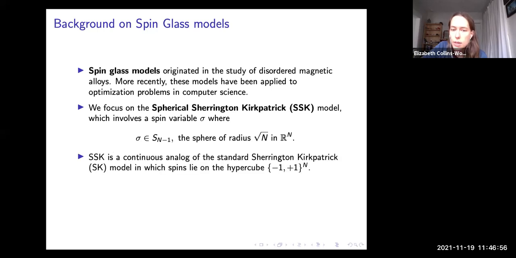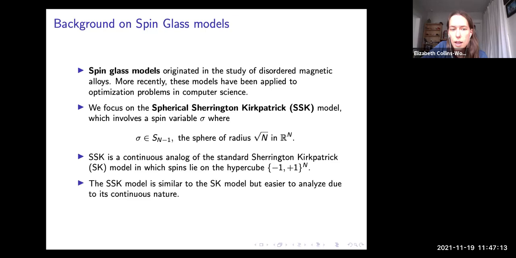And this is a continuous analog of the standard Sherrington-Kirkpatrick model, which will also, I think, be mentioned in the subsequent talk today. But that one is discrete space, so the vectors have only plus or minus one entries. The SSK model is quite similar to the SK model, but in a lot of cases, it's easier to analyze due to its continuous nature.